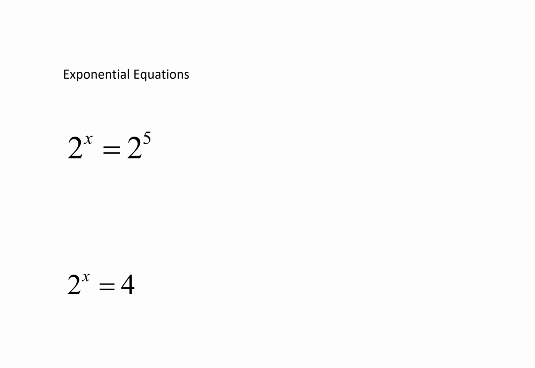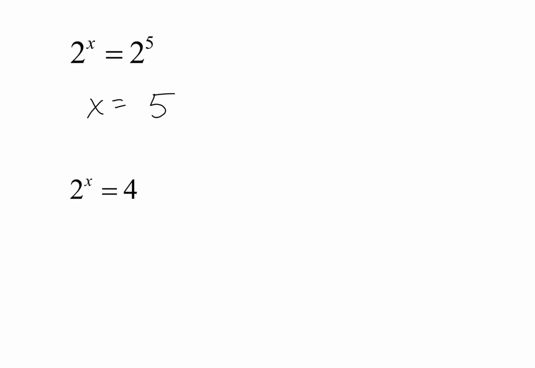This first one, the bases are already the same. 2 to the x equals 2 to the 5th. You can kind of just look at that and see the only way that could be true would be if x equals 5.